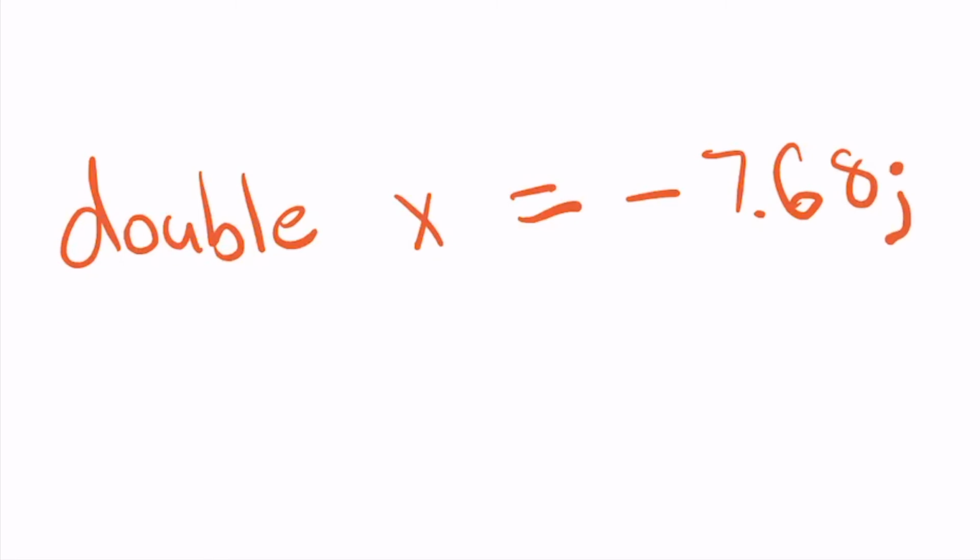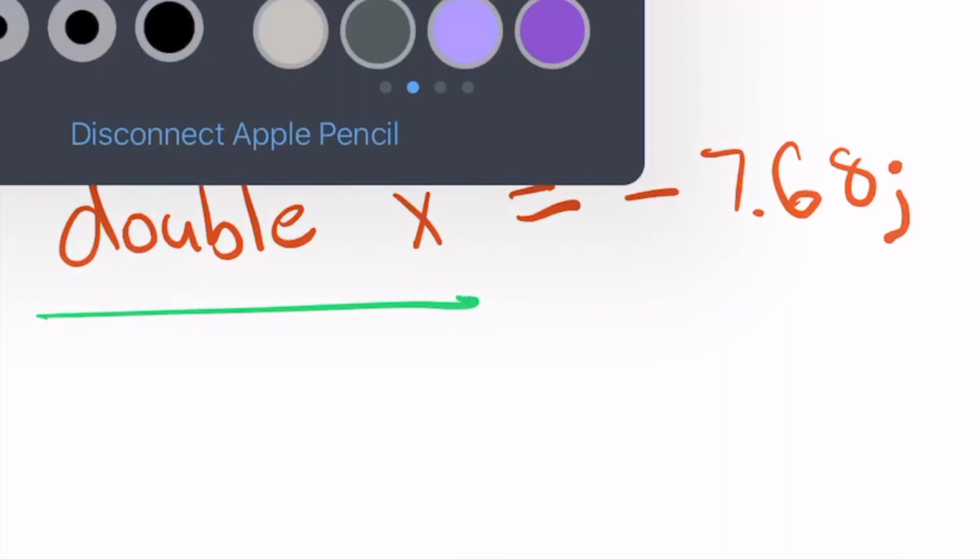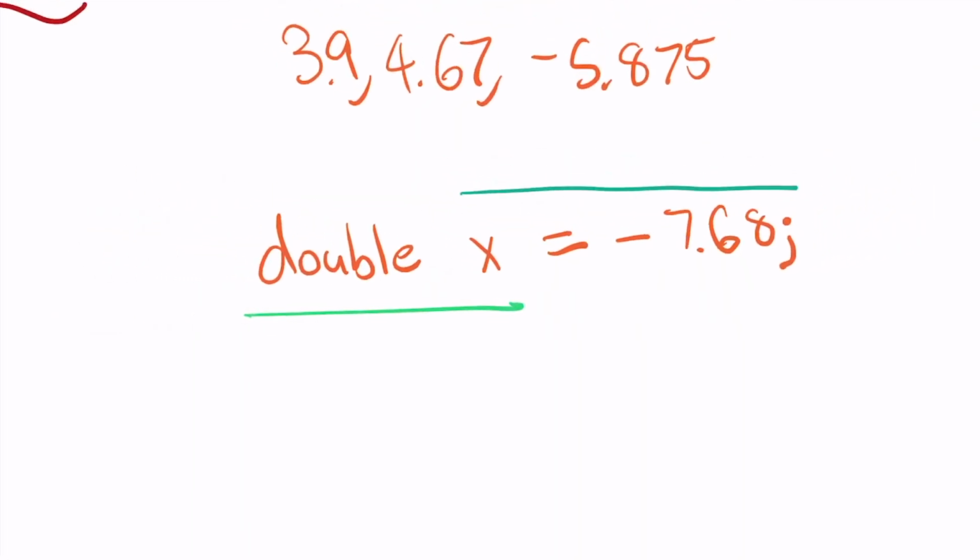So doubles are very useful. For example, if you're trying to find the area of a circle, you would use a double because you have to multiply by pi, which is a double. And similar to integers, this is known as declaration, and this is known as initialization.